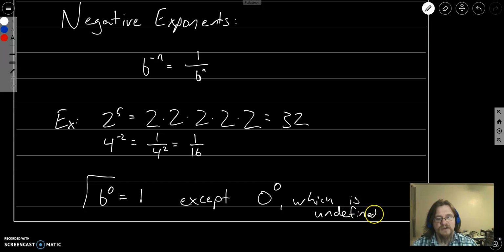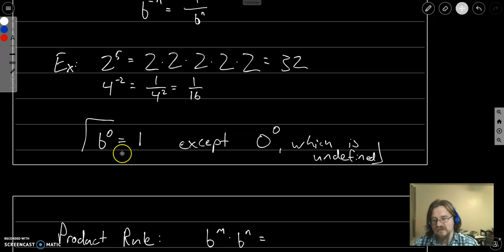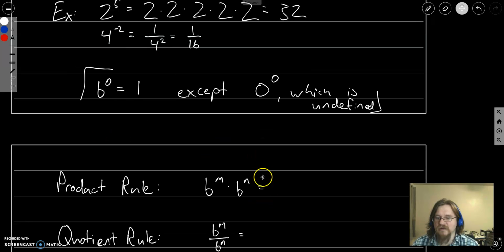There are reasons for this that I don't necessarily want to get into, but the main motivation is that 0 to the 0 power we want to think of as 0 divided by 0, and we can't really divide by 0. Ultimately, b to the 0 power is just like b divided by b, which is 1, except we can't divide by 0. So this is just a very nice thing to keep in the back of your mind.